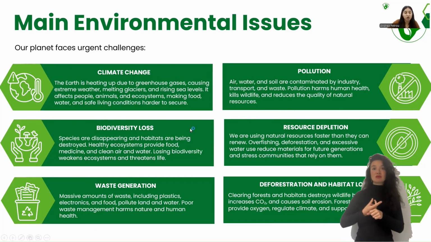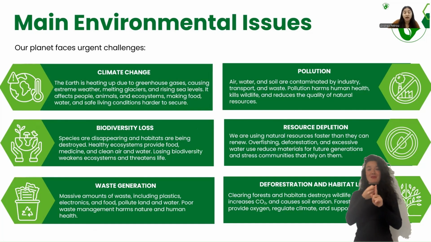We have biodiversity loss. Species are disappearing and are being destroyed. Healthy ecosystems that provide food, medicine, clean air, and water are being destroyed. And through this, we are losing our biodiversity. We have resource depletion. We are using natural resources faster than the time that we need to renew them. An example of that is deforestation. We are cutting trees faster than the speed at which we are planting trees.